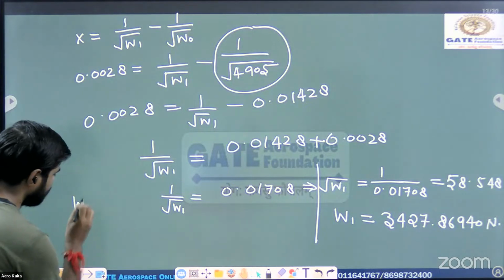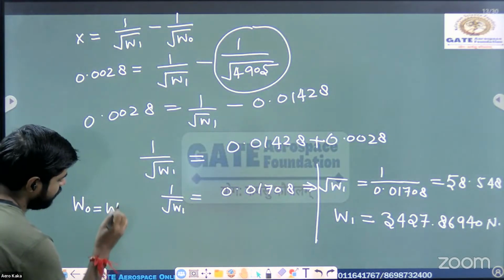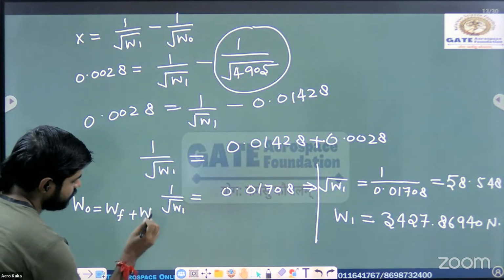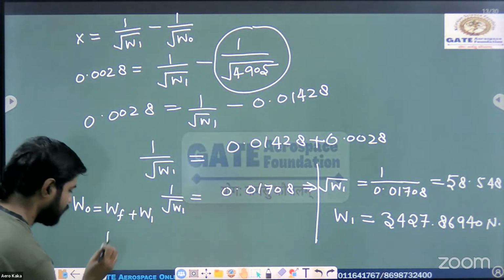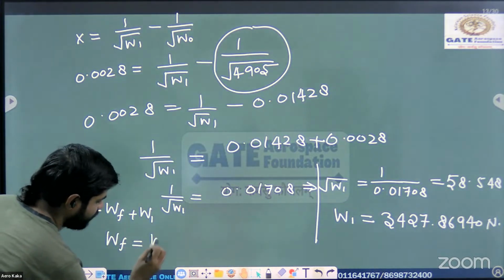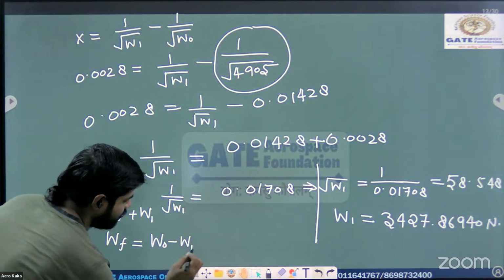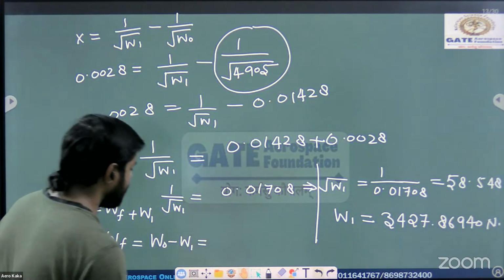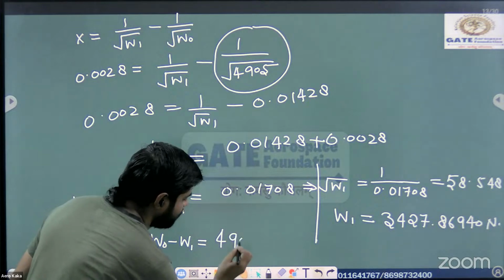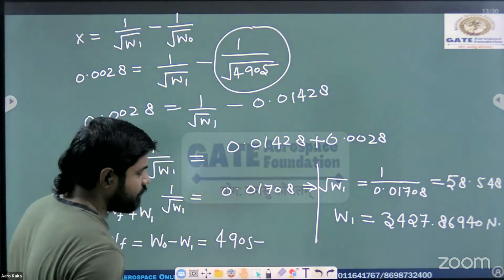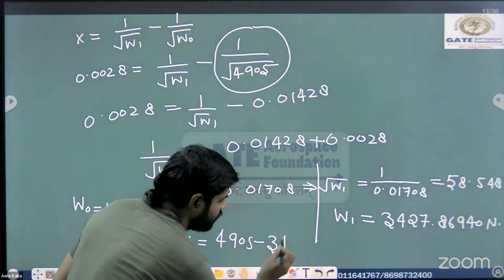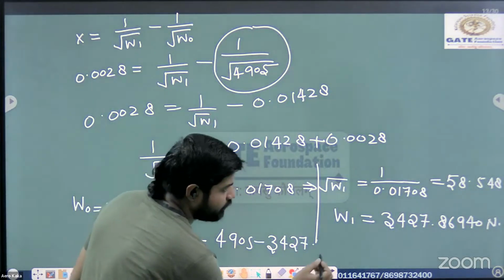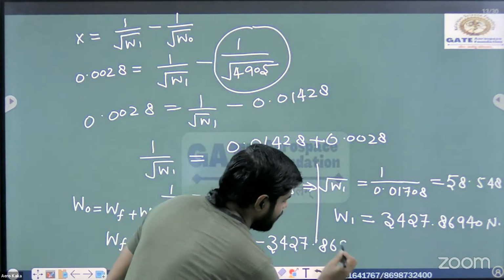Now, what is the W naught? This W naught is nothing but the weight of the fuel plus this W1 here. Now, WF is nothing but W naught minus W1. So W naught is 4905 minus the value of W1, which is 3427.8694.